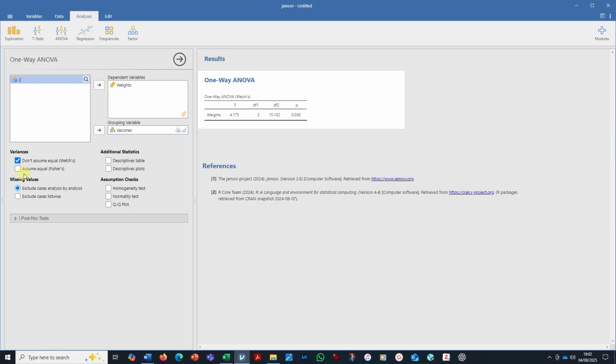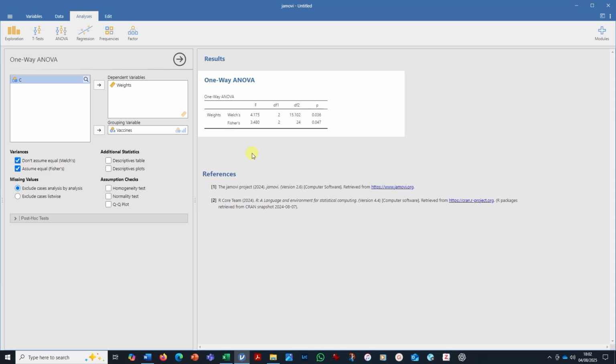However, for this, I'm going to use both because the Fisher's one is what most people are taught in class. So I'm going to put them both and you can see them side by side. You can see that Fisher's gives you the traditional degrees of freedom. So there's 3 treatments, so there's 2 degrees of freedom here.